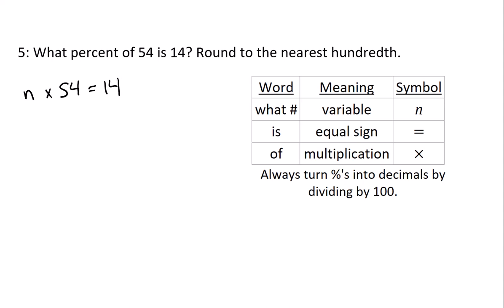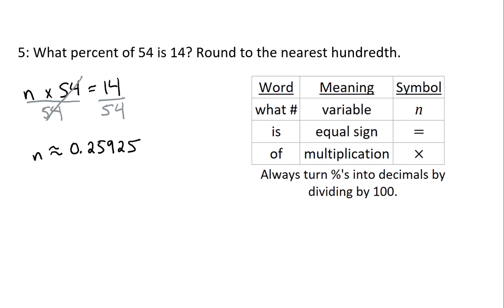So once again, I see I have multiplication here, so I have to undo it by dividing both sides by 54. There we go. 54 over 54 reduces to be 1. That leaves us with n being approximately 0.25925. Now we want to round to the nearest hundredth, which is this 5 spot. So I look to the right of the 5, which is a 9. Since it's 5 or greater, that 5 gets kicked up to a 6.